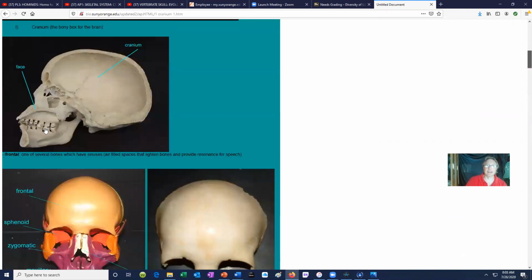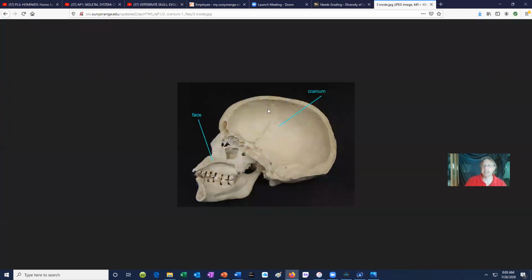So when we look at the skull here, you can see that the brain, which is made of very delicate neural tissue, needs to be protected. And so, many of the skull bones are doing just that. They are essentially enclosing the brain in a bony box. These bones are called the bones of the cranium.